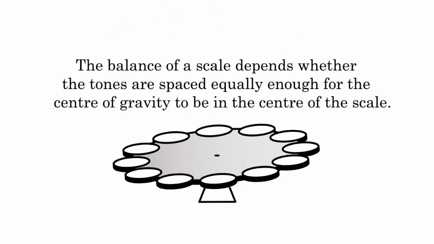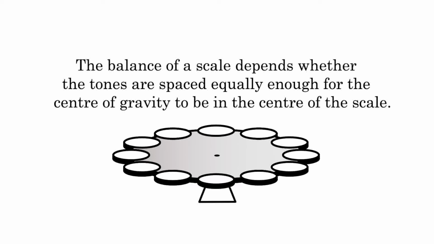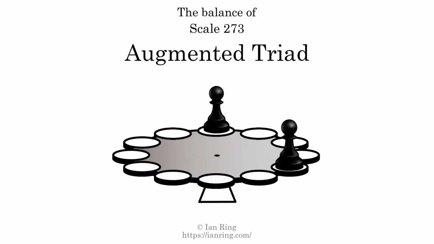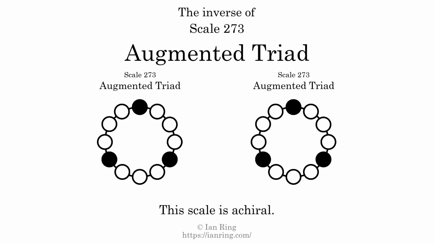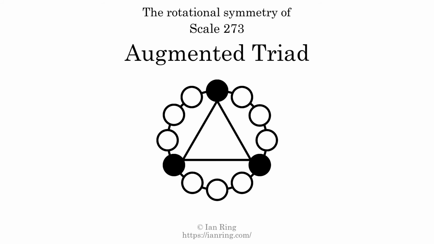The balance of a scale depends whether the tones are spaced equally enough for the center of gravity to be in the center of the scale. This scale is balanced. The inverse of a scale is a mirror image. It is what you get when the sequence of intervals is reversed. This scale is symmetrical, its inverse is the same as itself. Like all symmetrical scales, this scale is achiral, since it can transform into its own reflection by a rotational transformation. This scale has rotational symmetry at 4 semitones.